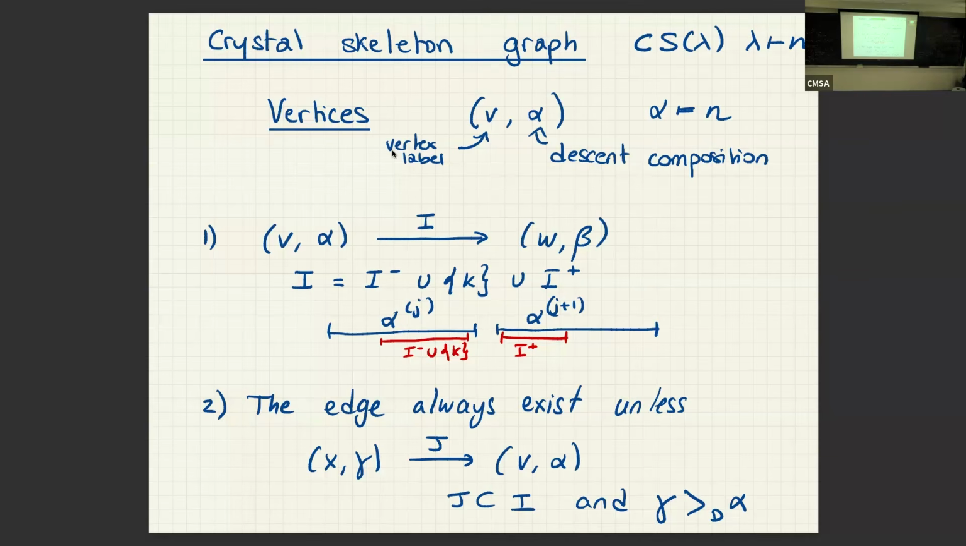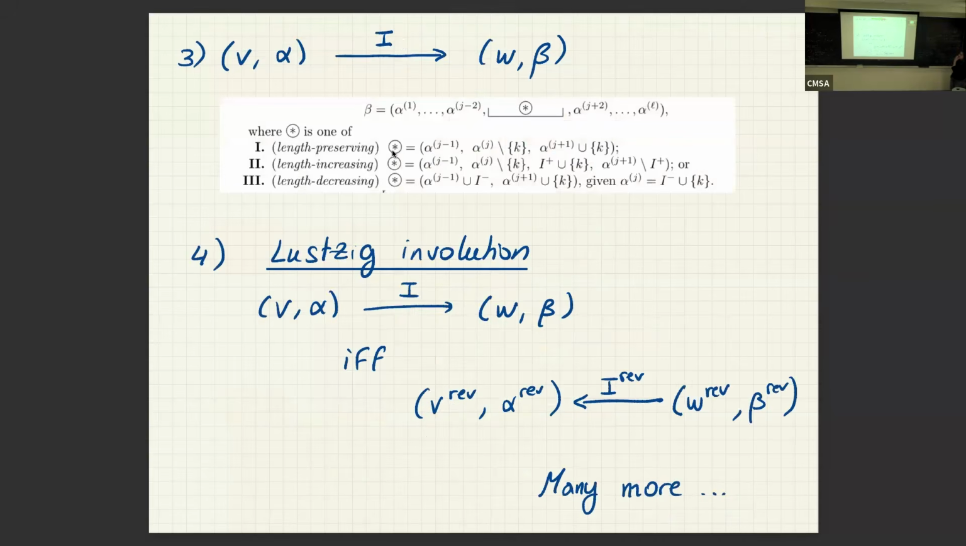I'll use that right after to explain that not everything can happen to a composition. Whenever we have an edge, it means that only things in these intervals can change, and they can change only in 3 ways. Alpha is going to have still the same number of parts, or alpha is going to have one extra part, or alpha is going to lose a part. So there's only three things that can happen in a descent composition.